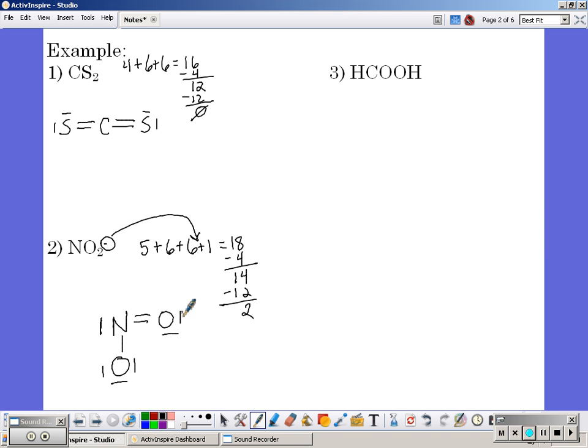Now because there was a charge, we're going to need to put this Lewis diagram in brackets and show that there was a charge on this substance.